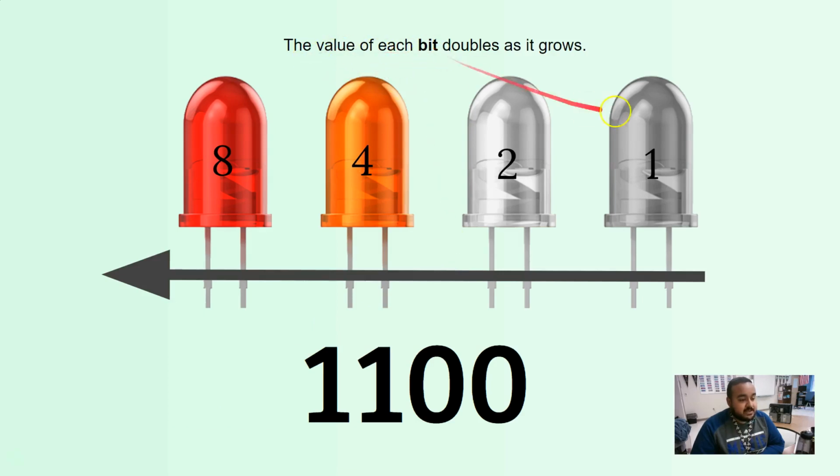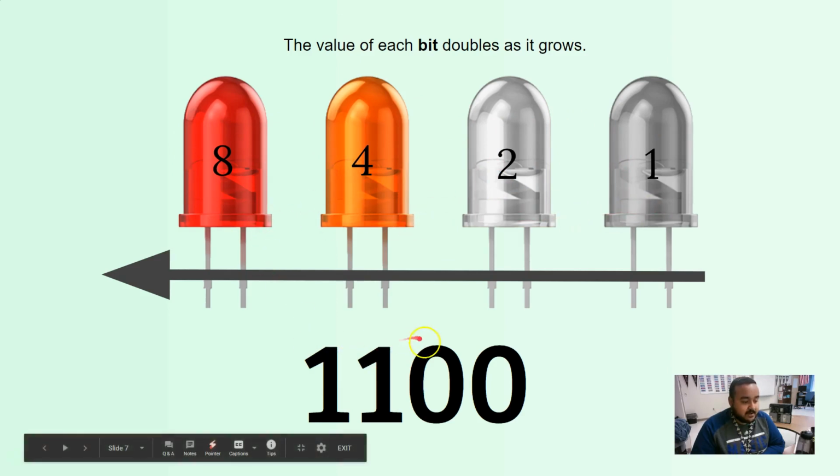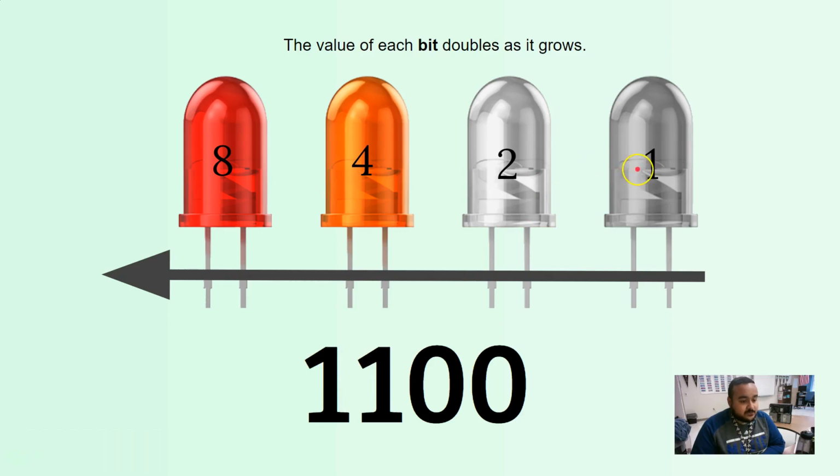The value of each bit, each one of these lights is called a bit. The value of each bit doubles as it grows. So the first one starting on the right starts at 1. It doubles and goes to 2. It doubles and goes to 4. It doubles and goes to 8. So these are 4 bits, right? You only have 4 binary numbers here, but the values go from 1 to 2 to 4 to 8.